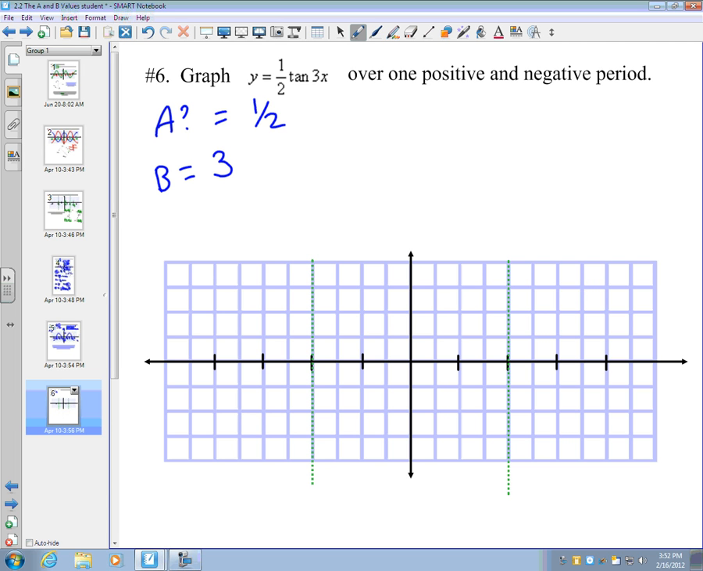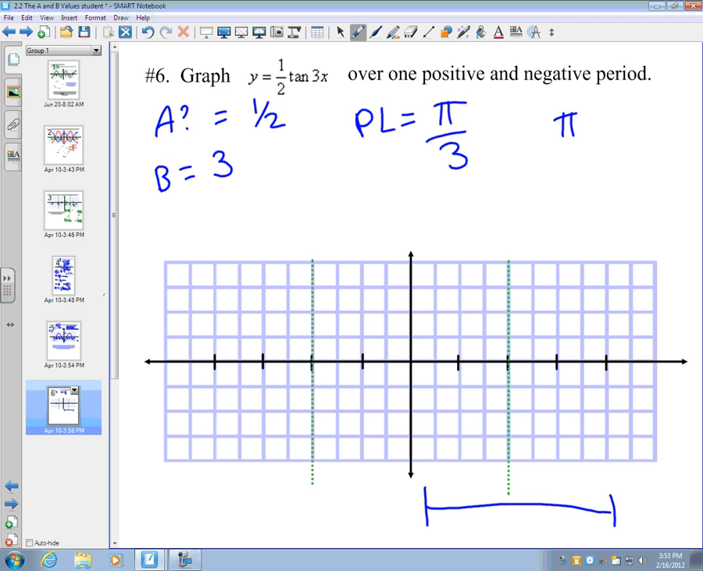And remember for tan, period length equals pi over b. For sine and cos, it would be 2 pi over b. B in this case is 3. So we have our entire period length, this whole thing is going to be pi over 3. But remember there's 4 critical points. There's 4 intervals that are important. So we're going to have to figure out what those intervals are. So we're going to divide that by 4.